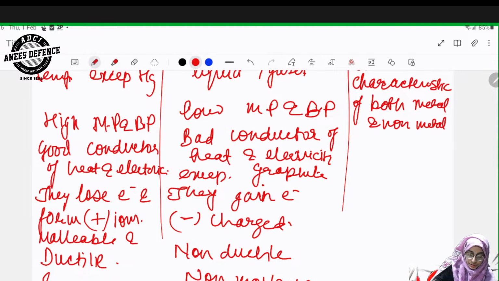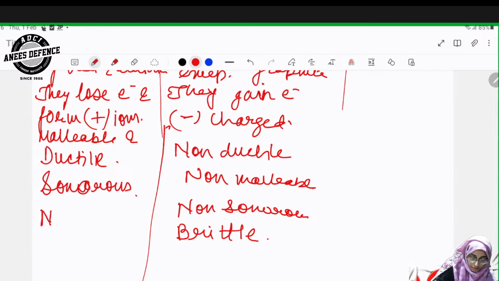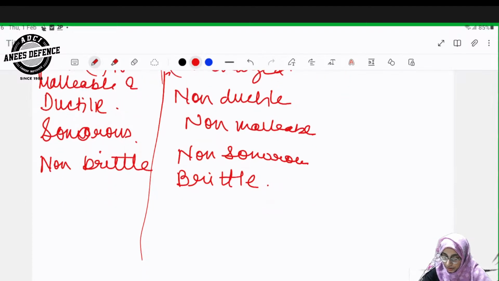One more property: they are brittle, and metals are non-brittle. Brittle means they can be easily broken. On hitting with a hammer, you can easily break them into pieces. These are some properties of metals and non-metals.